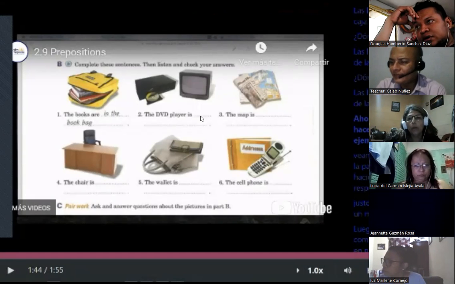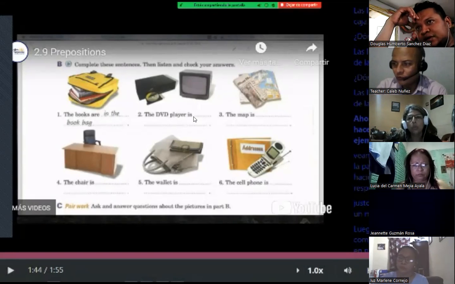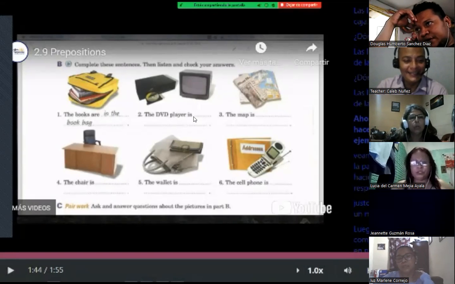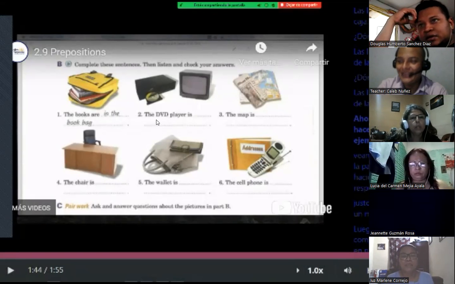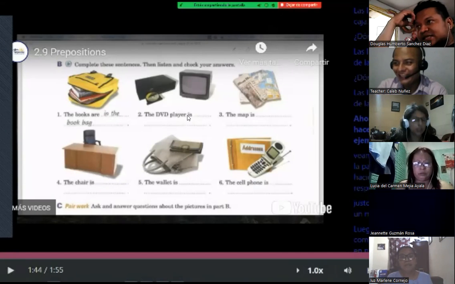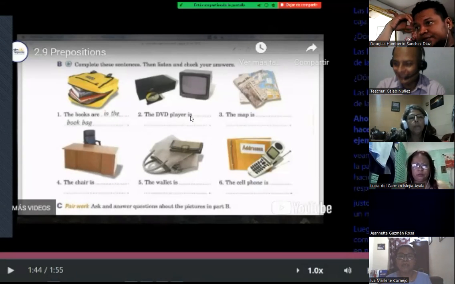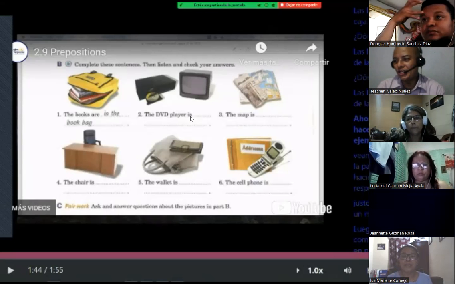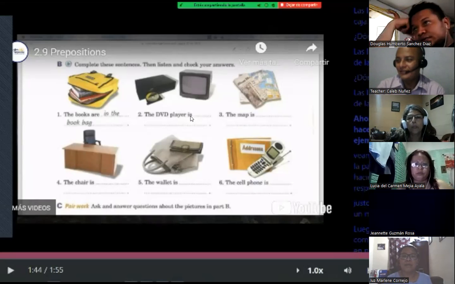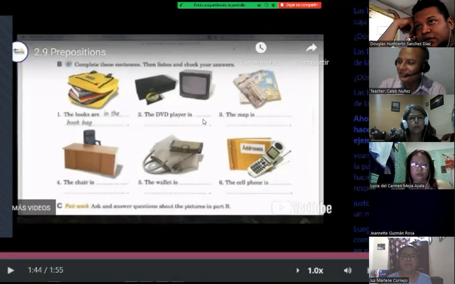In front. ¿Cuál sería? Next to the TV. A ver, repeat. The DVD player is next to the TV. Television or TV. All right, good.